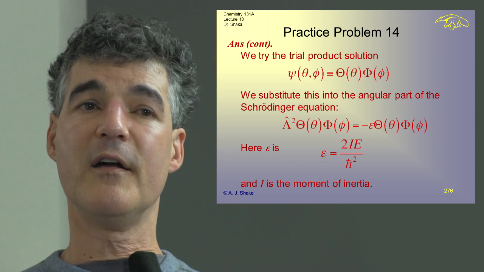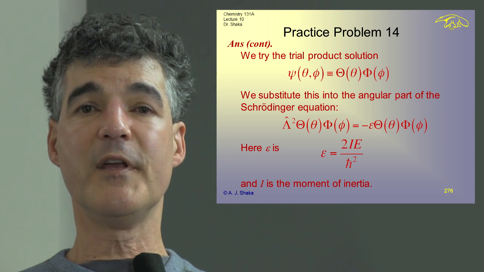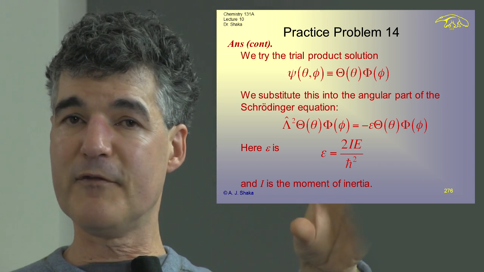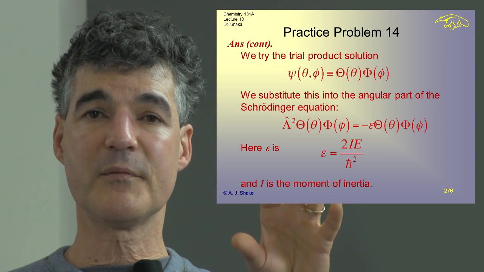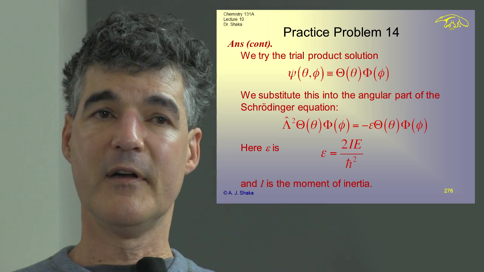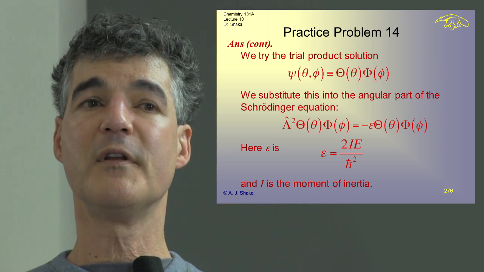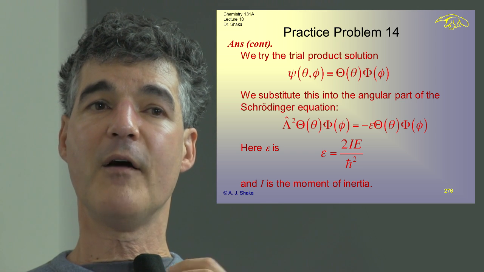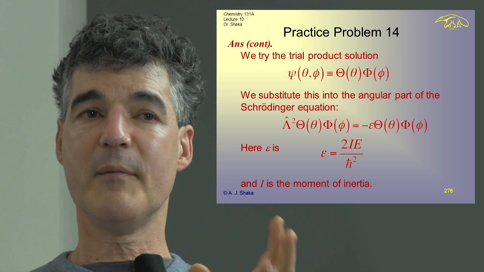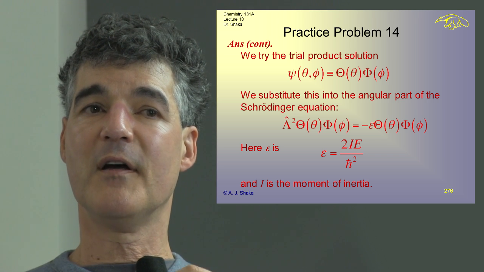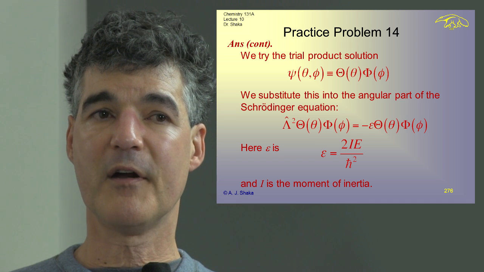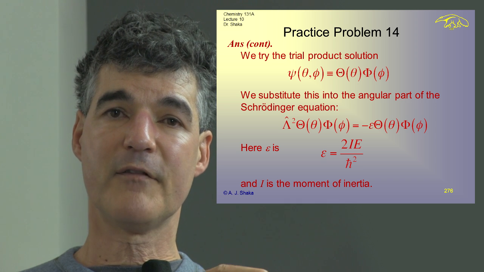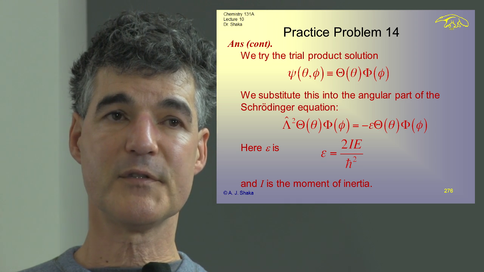So let's try the trial product solution. Again, we used capital X of x. Let's use capital Theta of theta. It's just some function. We don't know what it is, but we don't care at this point. Capital Phi of phi. And substitute it in. So we've got the Legendrian on this thing. And now we get a number, epsilon, where minus epsilon is just 2IE over h bar squared. And I is the moment of inertia. So that just cleans it up so that we don't have to write a lot of extra terms.